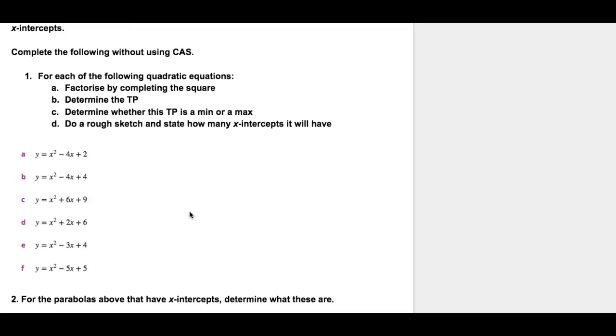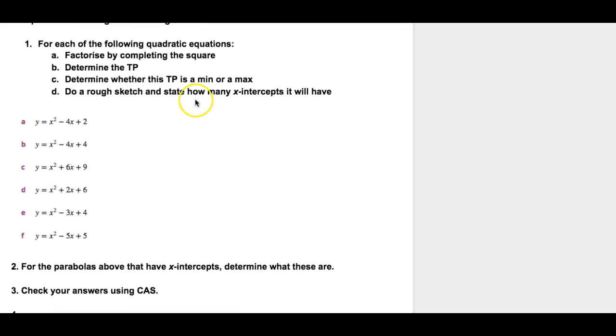So what we're going to do with this one, question 1, is factorize by completing the square, determine the turning point, and determine whether the turning point is a minimum or a maximum. And then do a rough sketch and state how many x-intercepts it will have. Now, question 2 says state what the x-intercepts are. So we're actually going to look at a few examples and do question 1 and 2 together.